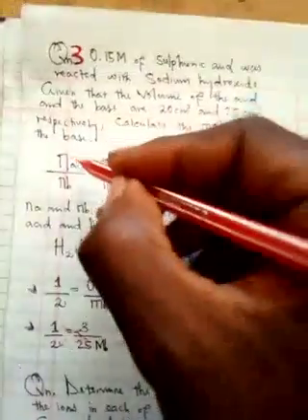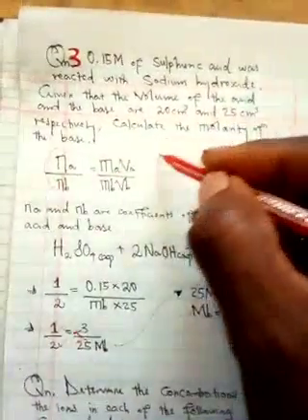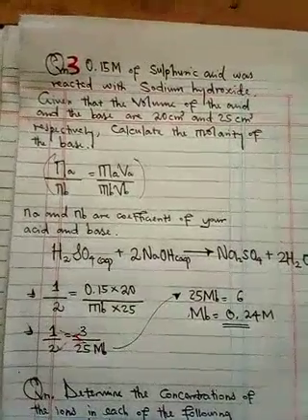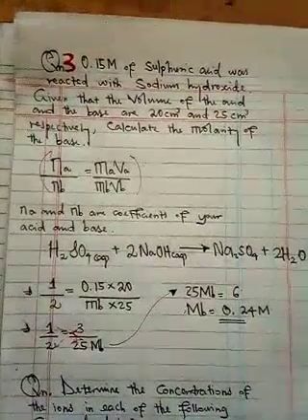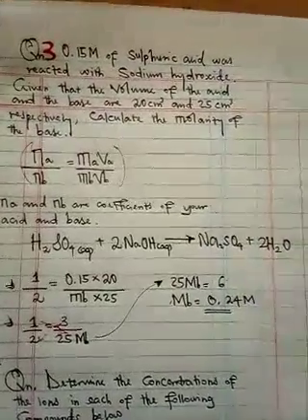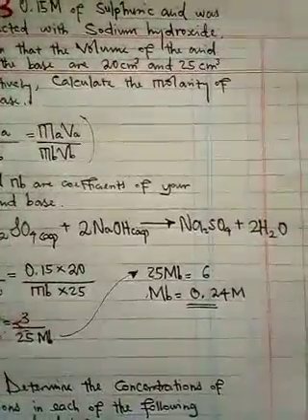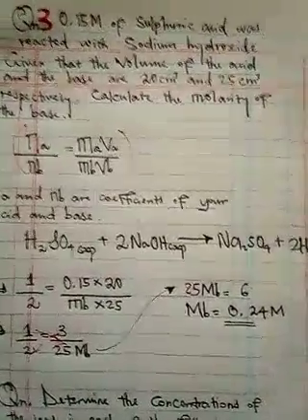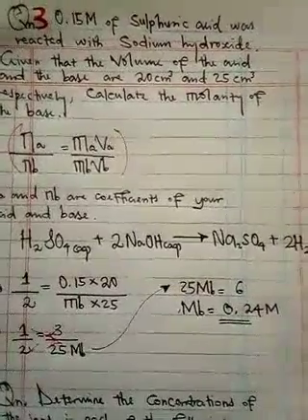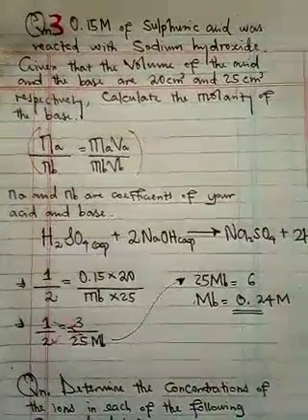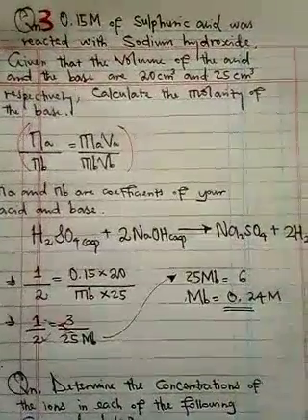So the key thing is that someone needs to understand this formula. Na over Nb is equal to MaVa over MbVb, where Na and Nb are just stoichiometric coefficients of your acid and your base, and your MaVa, molarity of acid, volume of acid. MbVb, that's just going to be your molarity of the base and the volume of the base. So that's it.